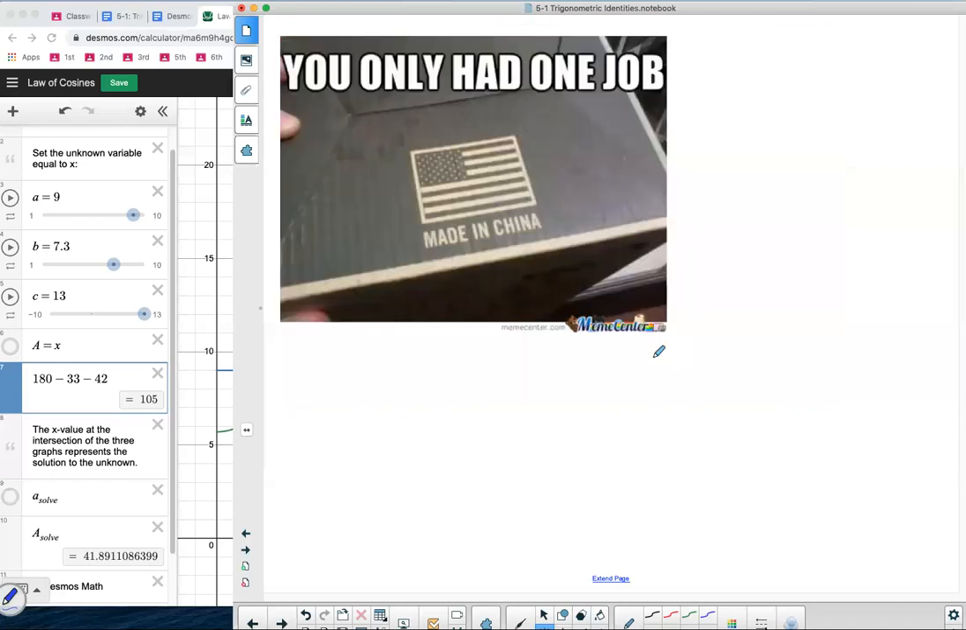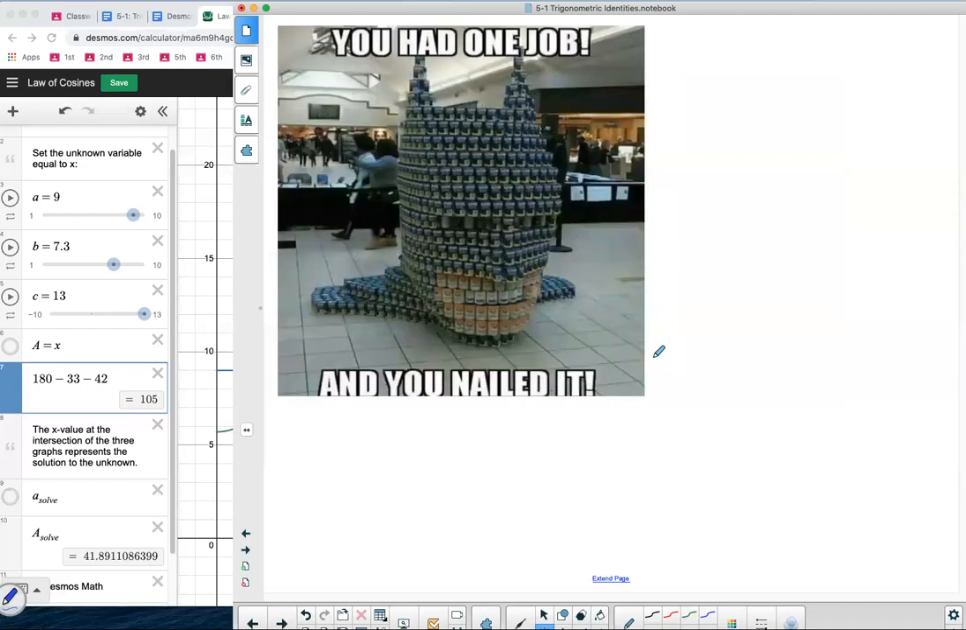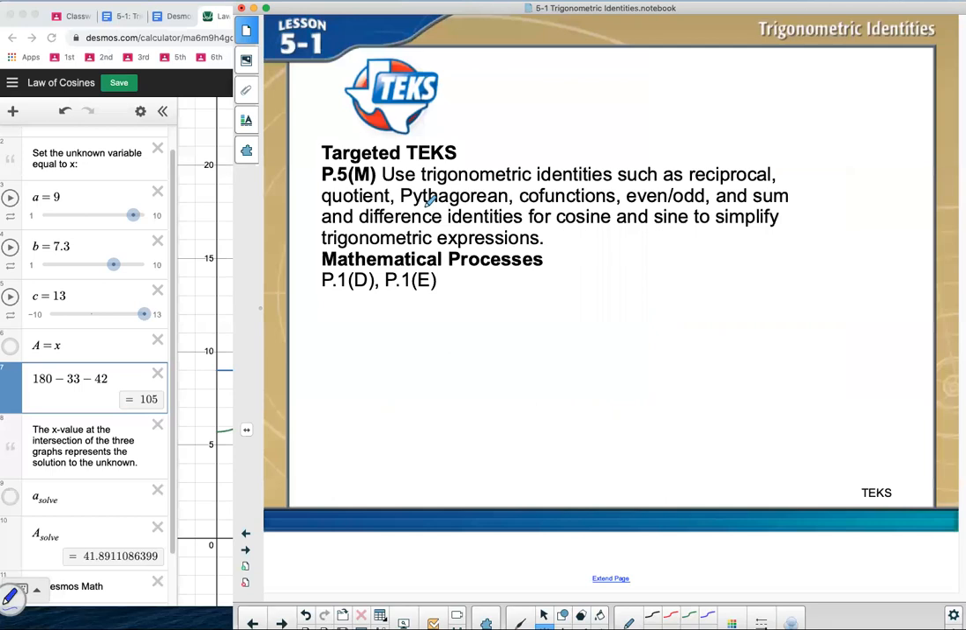Made in China, with an American flag. How about that one? Or this one. Now this one, the person followed their directions. They had one job to do, and they did it great. So I just throw this in there kind of to be funny, spring break type deal, leading into it.